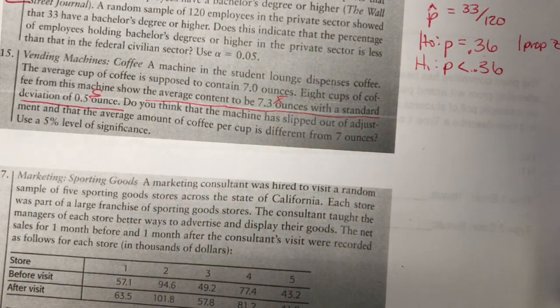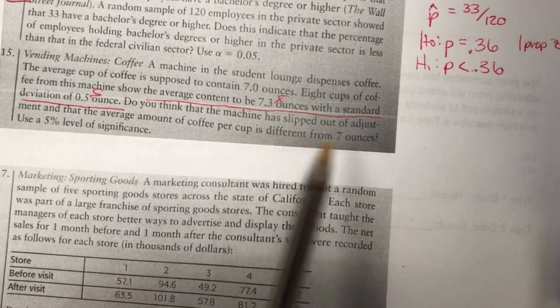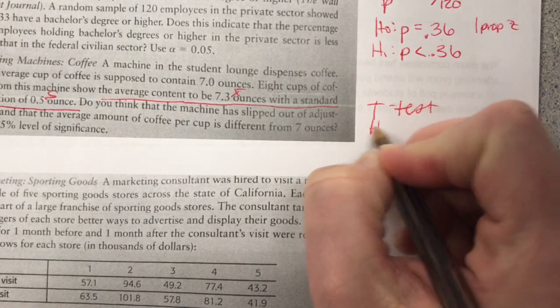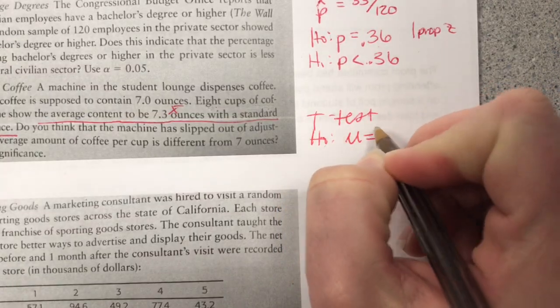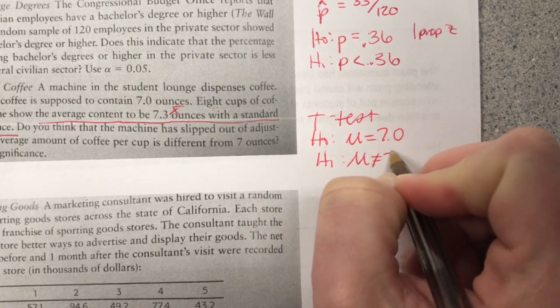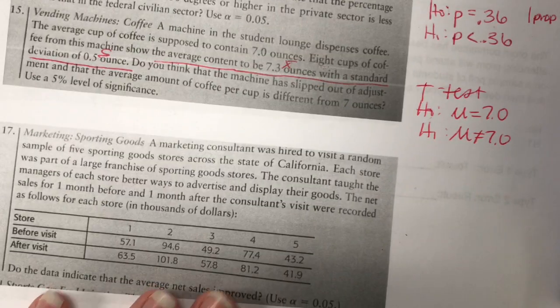It's supposed to contain 7 ounces, but they're afraid the machine has slipped out of adjustment and it's different from 7. So this would be a t-test. Null hypothesis should be that it's equal to 7, but they're afraid that it's now different than 7. And then just run a t-test from that.